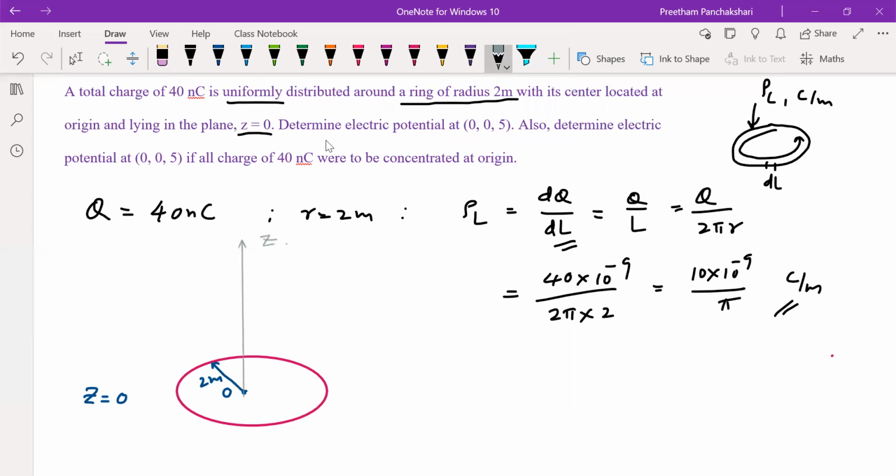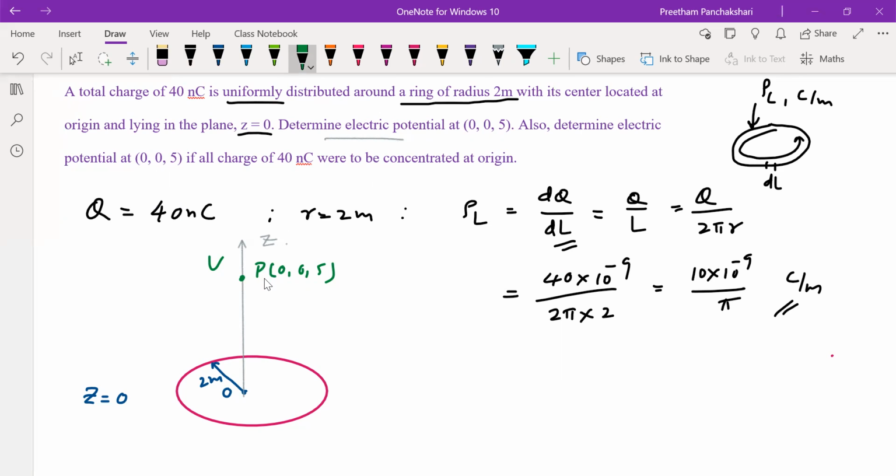So we have to find the electric potential at 0, 0, 5, which lies on the z-axis. We can designate this point as P(0, 0, 5), and we have to find the potential at this point due to the ring. Also determine the electric potential at the same point if all the charge of 40 nanocoulomb were concentrated at the origin. We shall take this part of the question later. First, we shall determine the potential at this point, V.